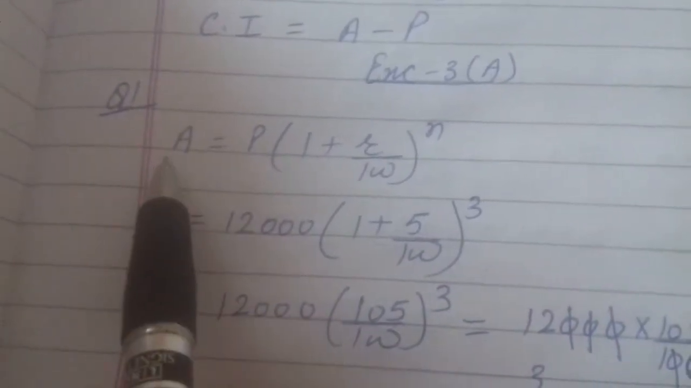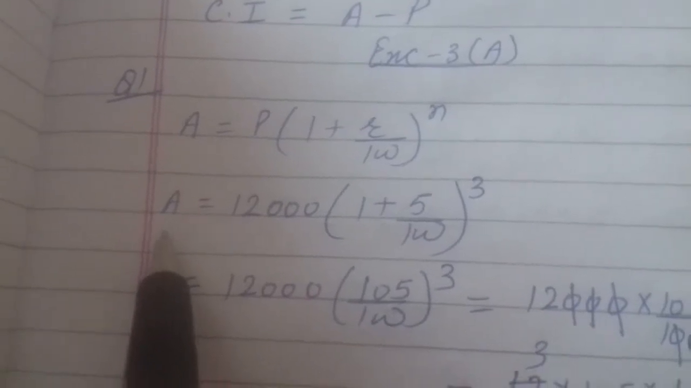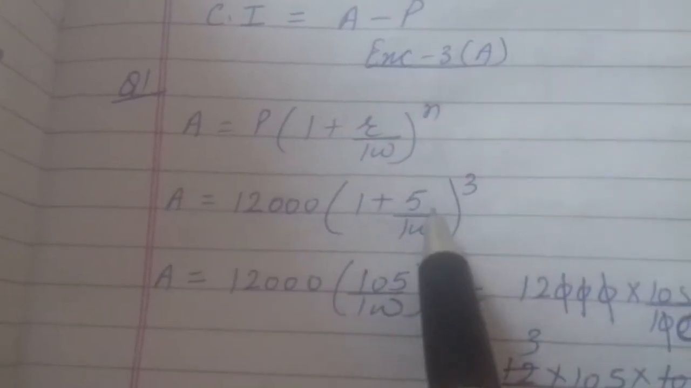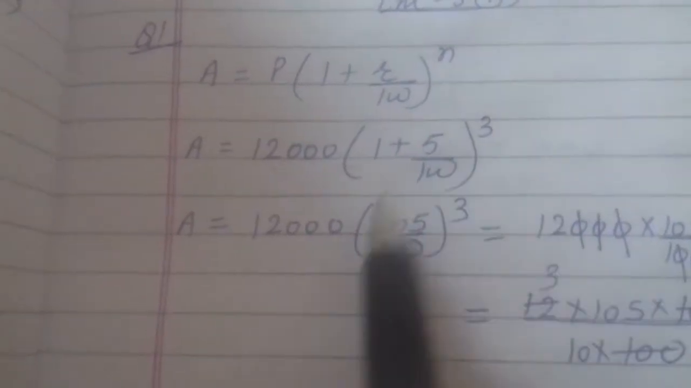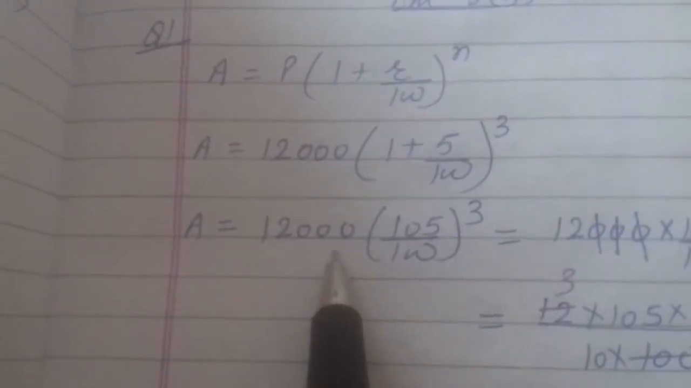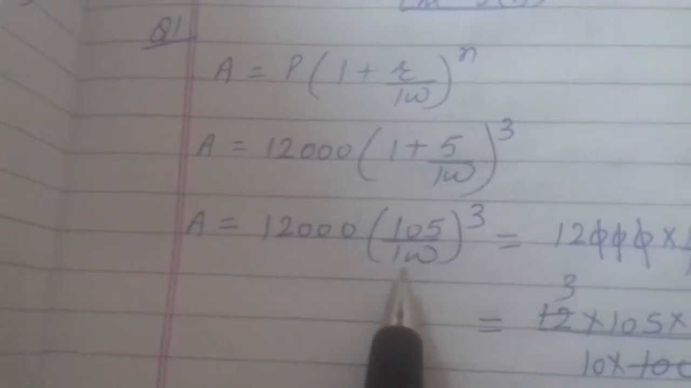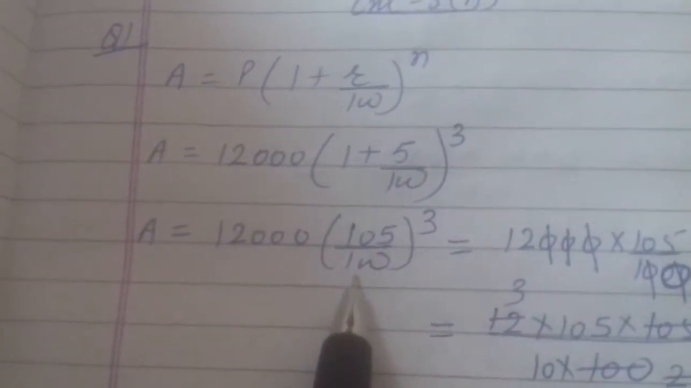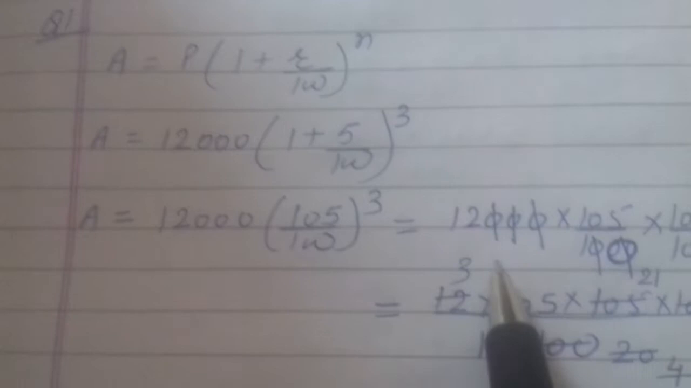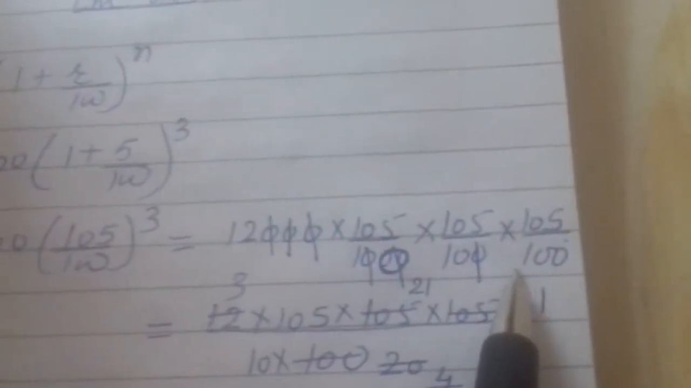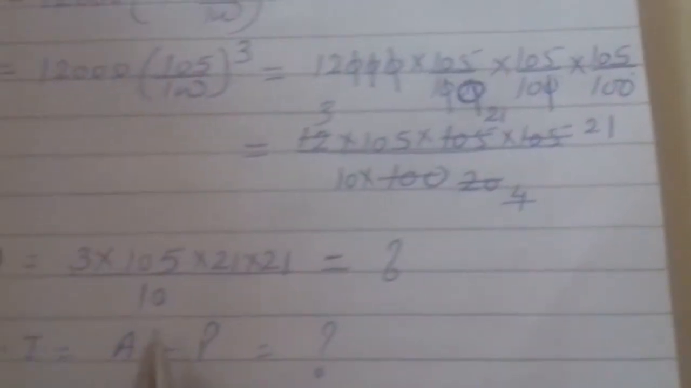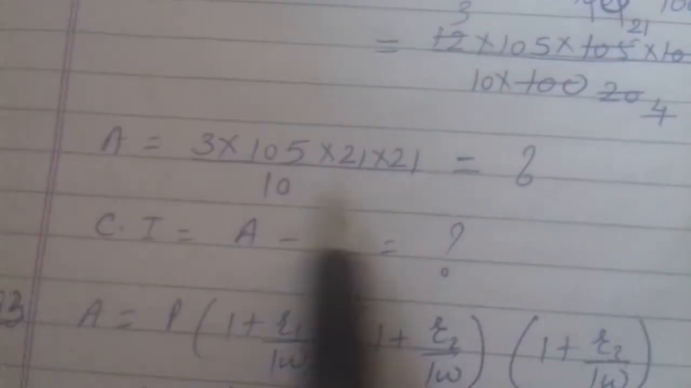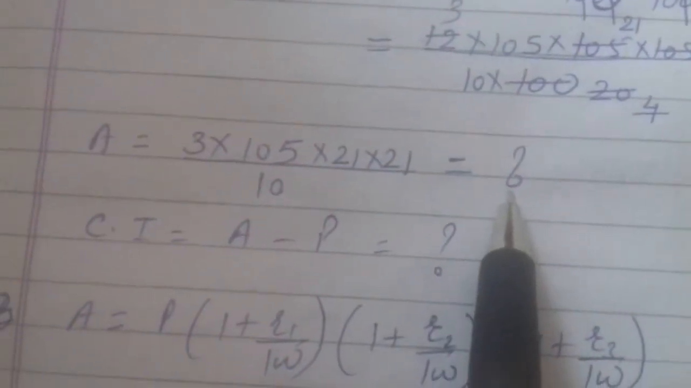So look children, we'll write the same formula as I told you. So principal is given, rate is given to us, time is given to us. Clear students? Now amount is equal to 12,000. After taking LCM you will get 105 over 100 raised to the power 3. Then you can do the calculations and after doing the calculation we'll obtain the answer. That will be the amount. Okay. So amount you can find out yourself.